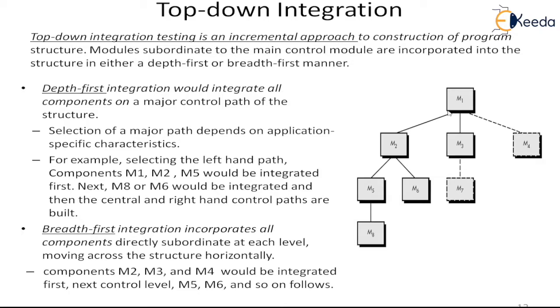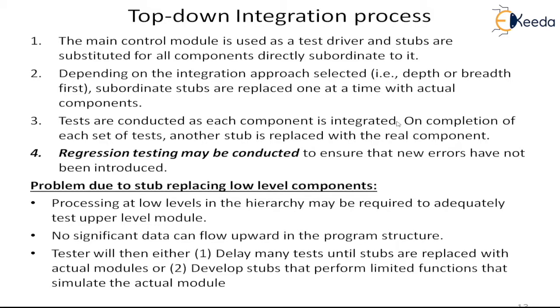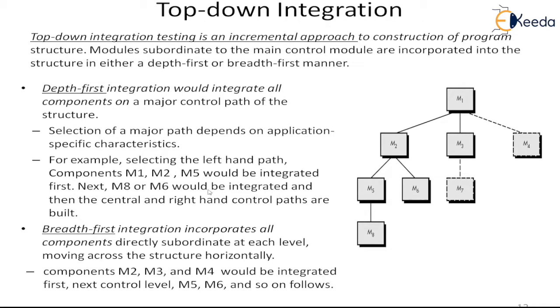All we have to understand is that in top-down incremental integration, we are going depth first in this particular example, and we can also go breadth first. If you go breadth first, that's written here. What will happen? We will take M1, M2, M3, M4, because we are considering all the components that are below M1.